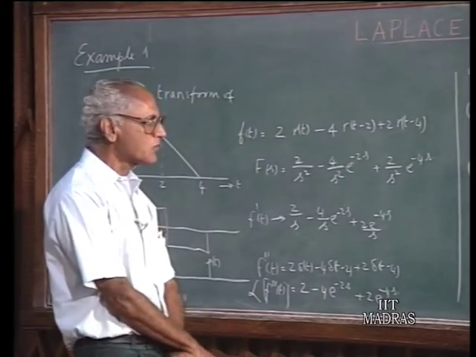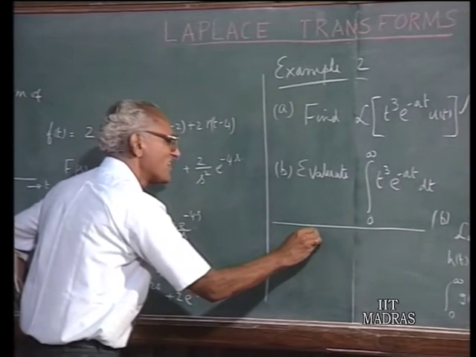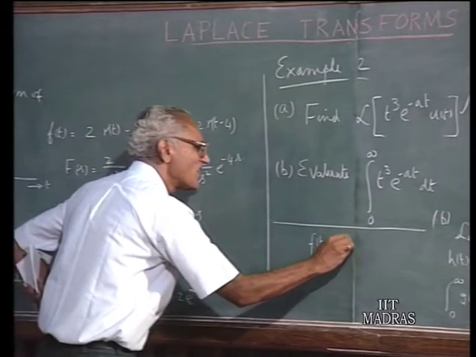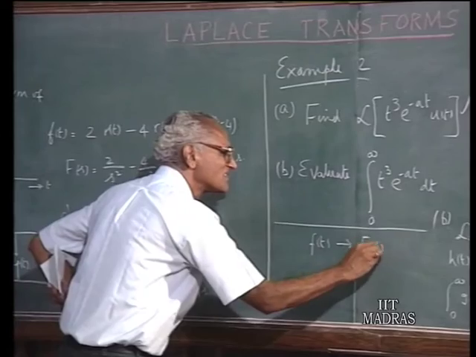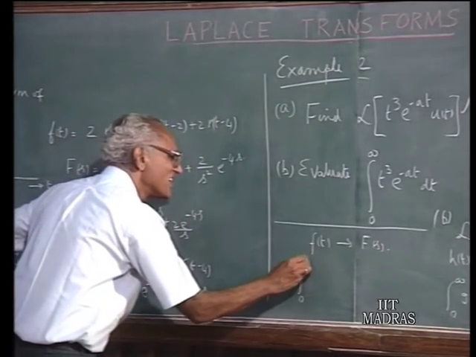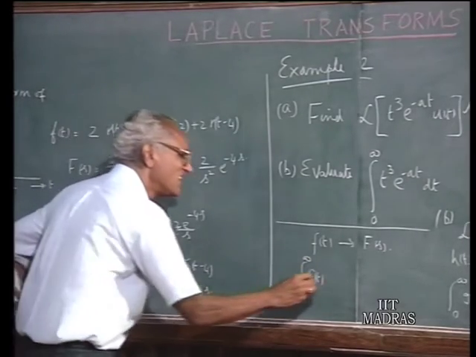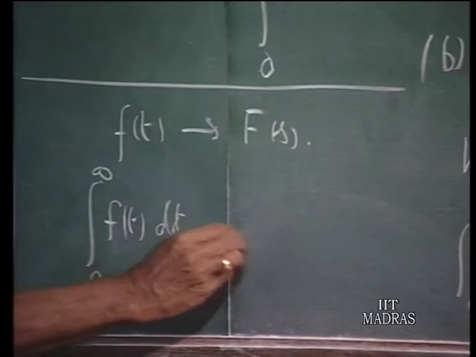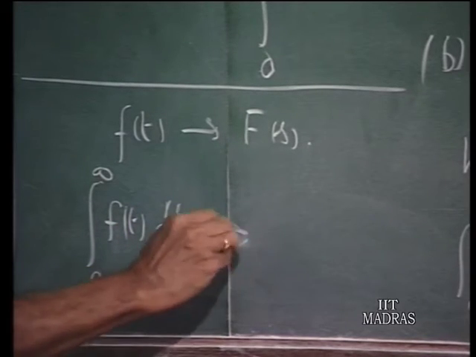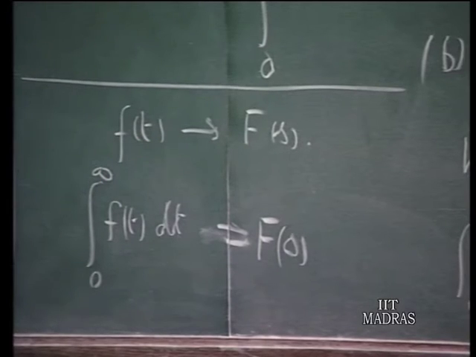In other words, the principle that we are using here is, if f of t has a Laplace transform f of s, then 0 to infinity of f of t dt is equal to f of 0. That is the principle that we have used here.